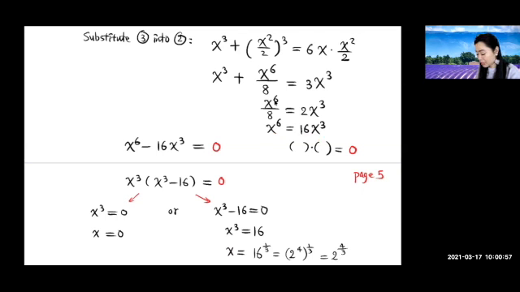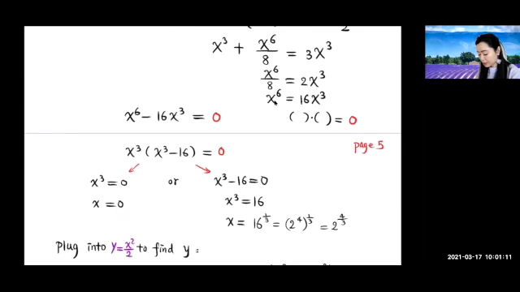So instead, you will subtract 16x³ on both sides. So move it over. You got this equation. Now we can solve this by the zero factor property. So take out the common factor x³, then we'll have this.